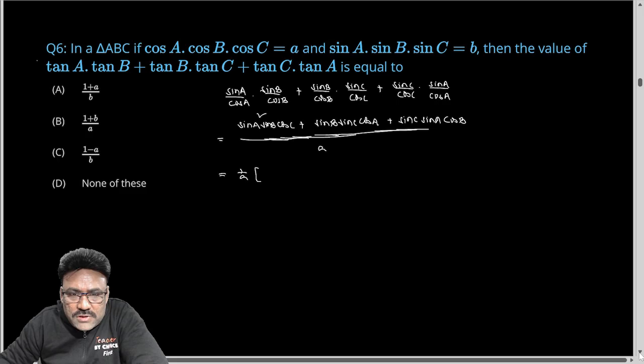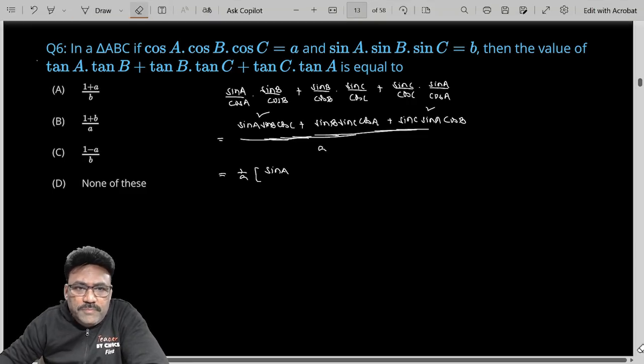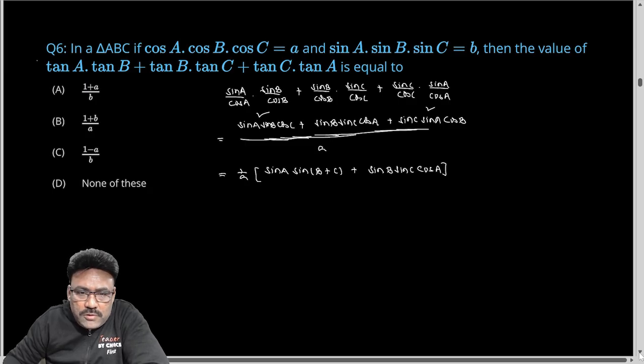See, from the first and last I can take sine A common, and when I take sine A common, it is sine B cos C plus cos B sin C. Sine B cos C plus cos B sin C is sine of B plus C. It is sine of B plus C here. Plus sine B sin C cos A. Now it is 1 by A.